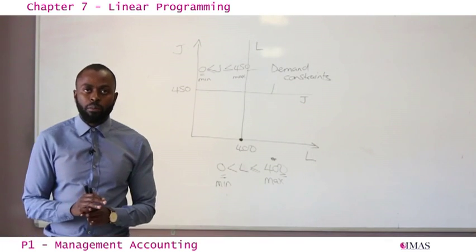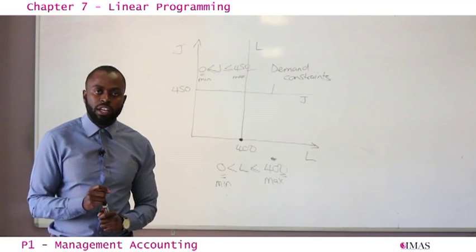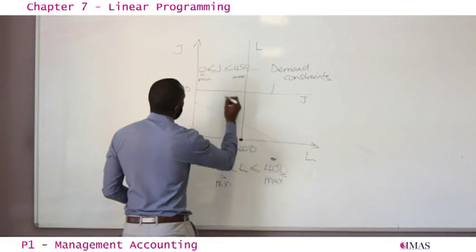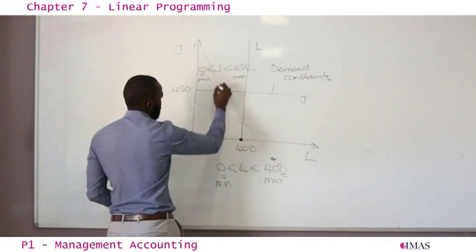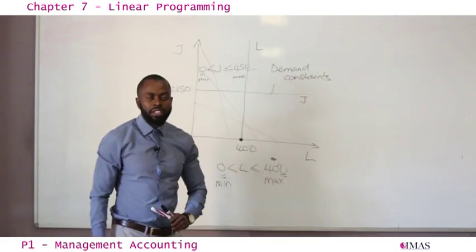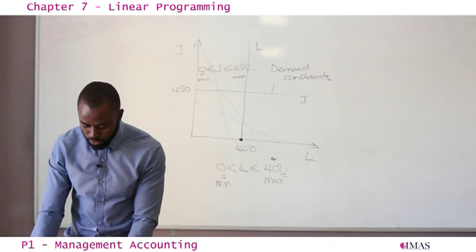What you just have to remember is whenever you have straight lines, those are demand constraints. The other lines that are slanting, all those other lines, are resource constraints. But the straight lines here are demand constraints. So that's the second part of question 123.